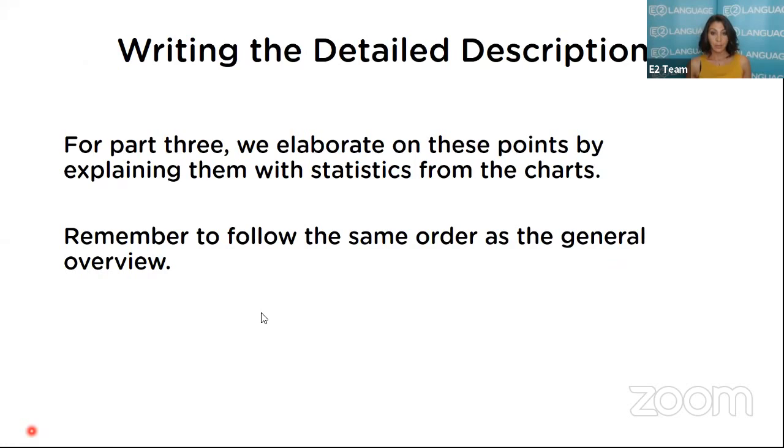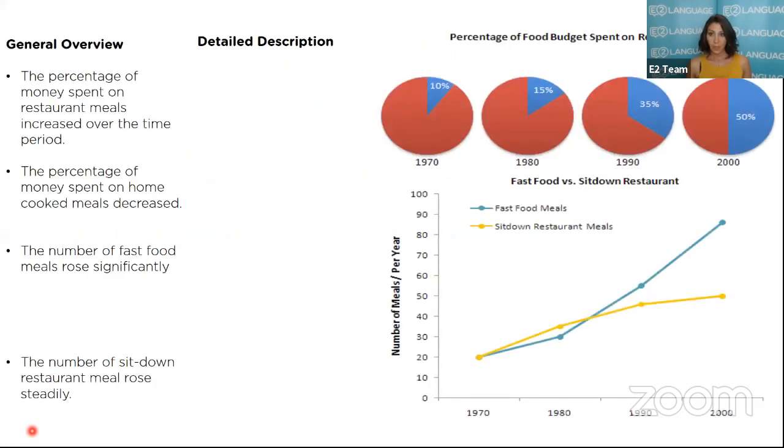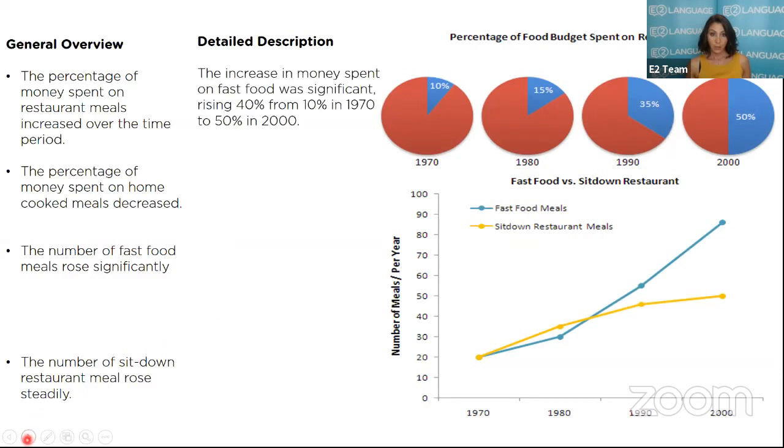So we elaborate these points and we follow the same order. So on the left here, I've just put the main points of the general overview so that we can remember what they were. Because to write our detailed description, we need to match those. So the first point was percentage of money spent on restaurant meals increased, which is this data here. So now I want to support that by giving more detail. The increase in money spent on fast food was significant, rising 40% from 10% in 1970 to 50% in 2000.